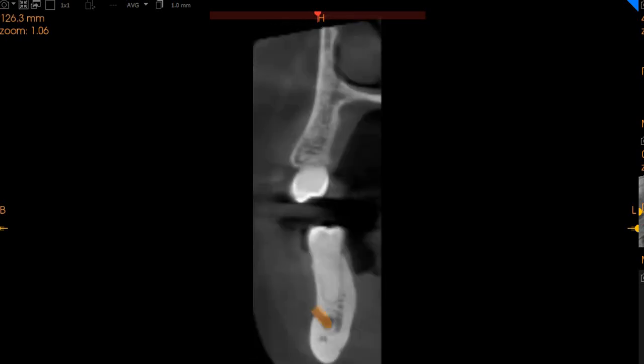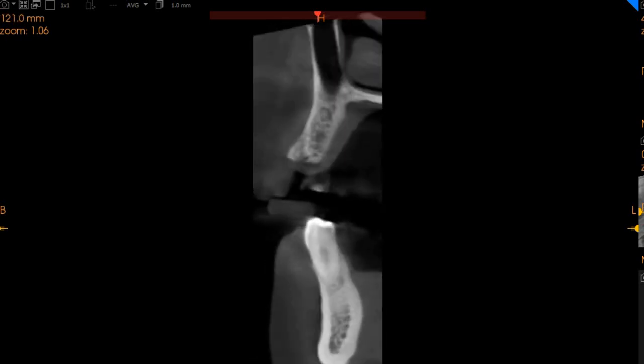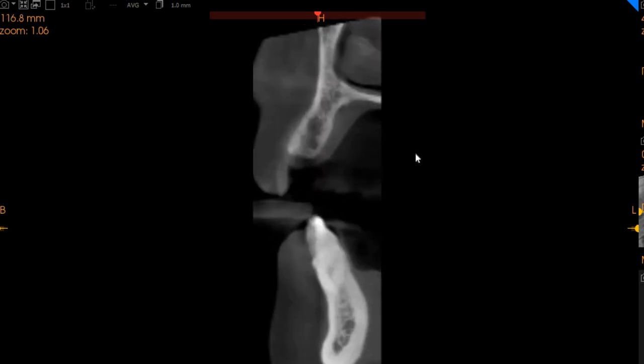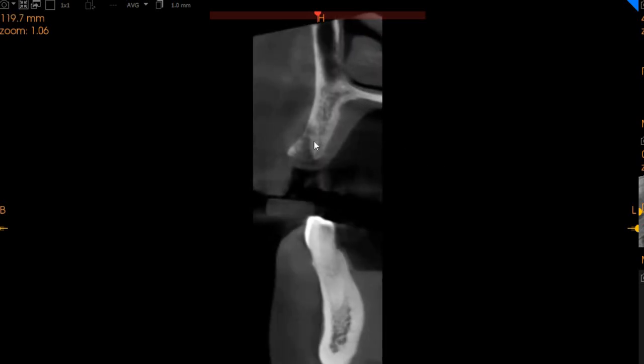Moving to the upper left 4, first premolar region. Here we can also see that there is a bony defect from where the tooth was extracted. We've got a buccal bone defect. Along with that, we've got approximately 5 millimeters of ridge width with a good 13 millimeters of ridge height.